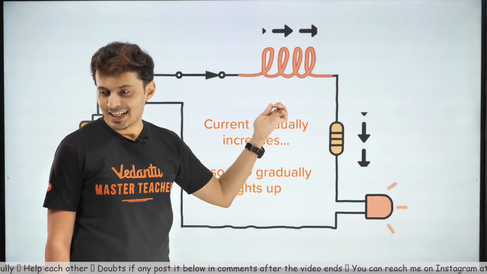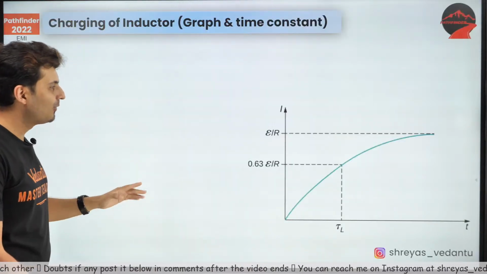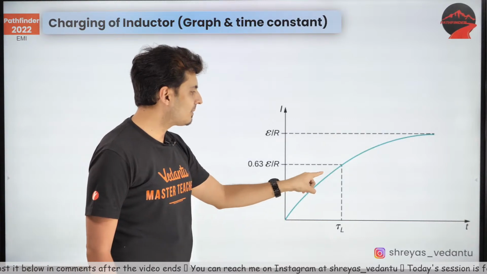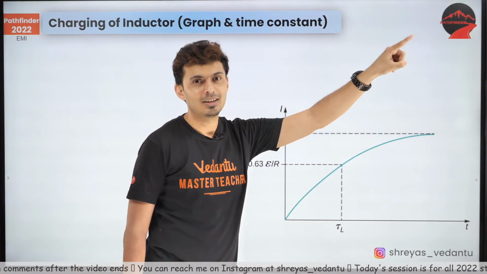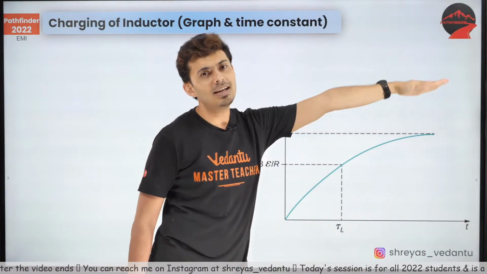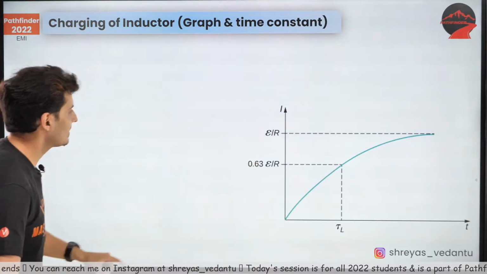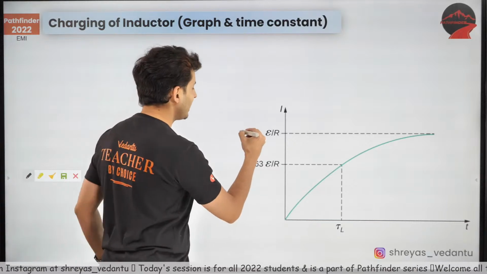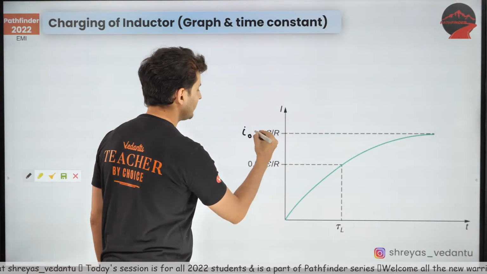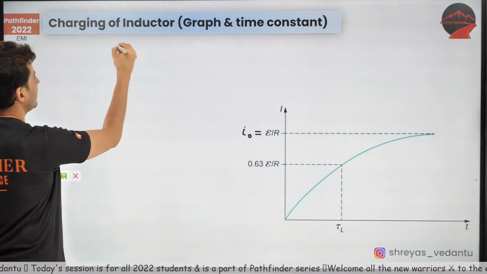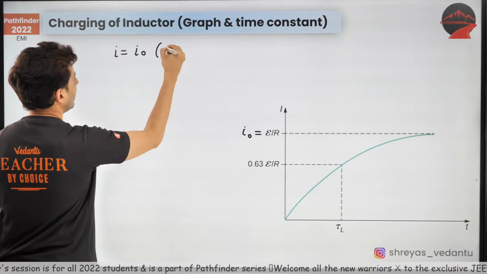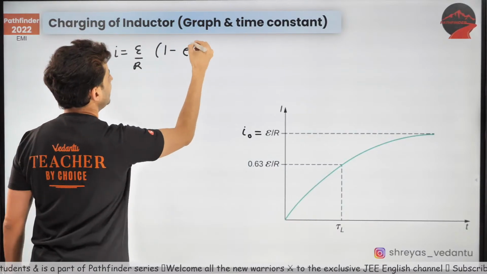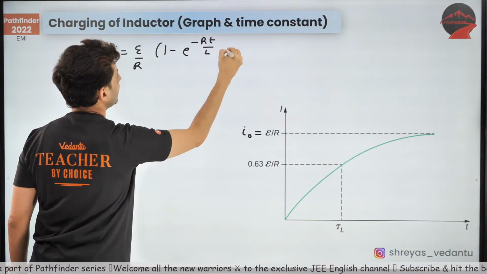Alright, so hence, the graph will look exactly like this. Look at that. Current starts from 0, builds up, and becomes constant. Constant after a long time. It is tending to I naught, and that I naught is E by R. You can see that. Alright, so let me just put it over here. So this is E by R, so that is nothing but I naught, obviously. And I just told you about that equation. It was I naught, or rather I can just put it as E by R, 1 minus e to the power minus Rt by L.